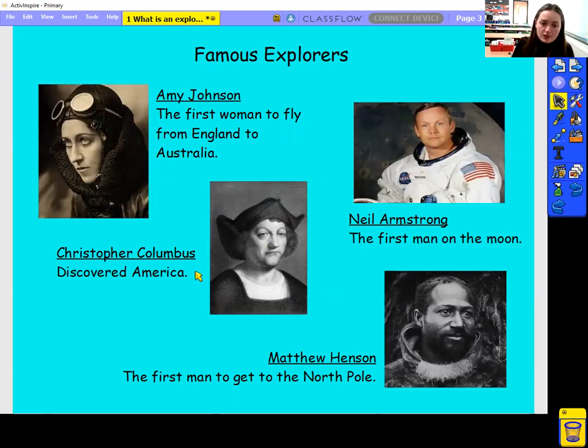Then we've got this person. Now, we've not got a photograph of this person because they are from such a long, long time ago. So this is a painting of this person. And they've got a really unusual name, Christopher Columbus. I wonder if you can say that. Let's say it a bit at a time. Christopher Columbus. Well done.